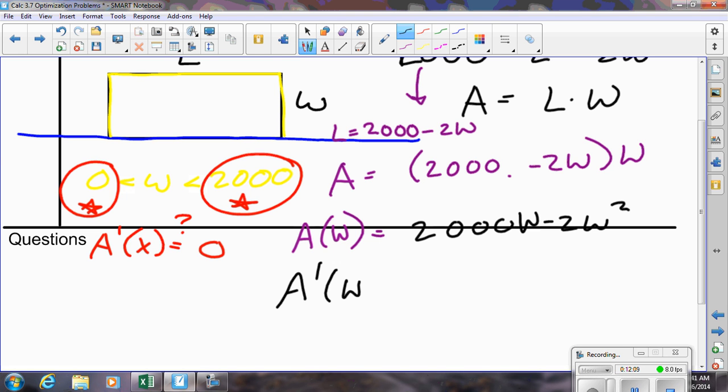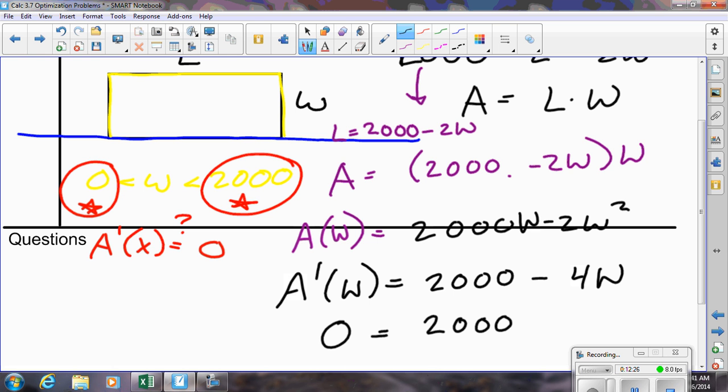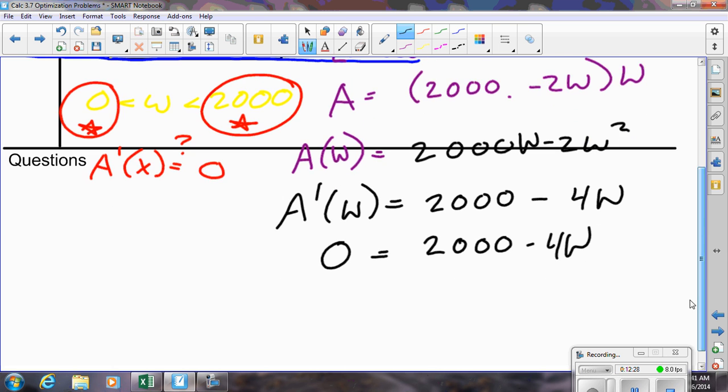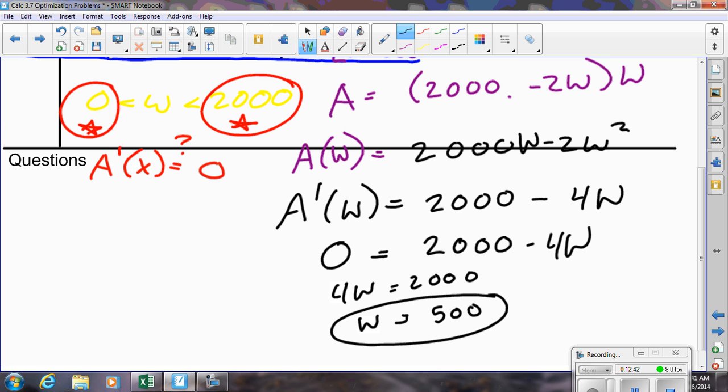So take the derivative. 2,000 minus 4W. And so the derivative is equal to 0, allows us to set up an equation that will find our critical value. So 4W equals 2,000. W is equal to 500. So there we go. The width of our fence for our critical value should be 500.